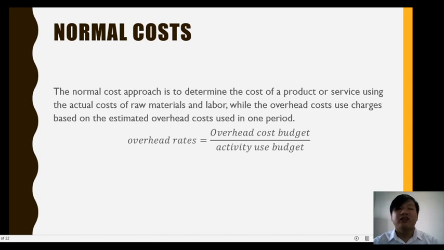Normal cost. The normal cost approach is to determine the cost of a product or service using the actual cost of raw materials and labor, while the overhead cost is charged based on the estimated overhead cost used in one period. Overhead rates equal overhead cost budget divided by activity use budget.